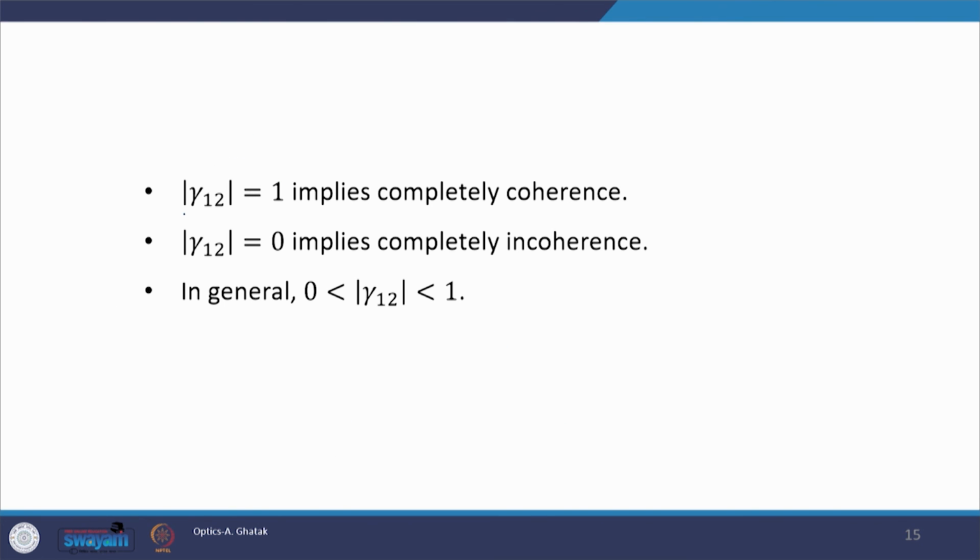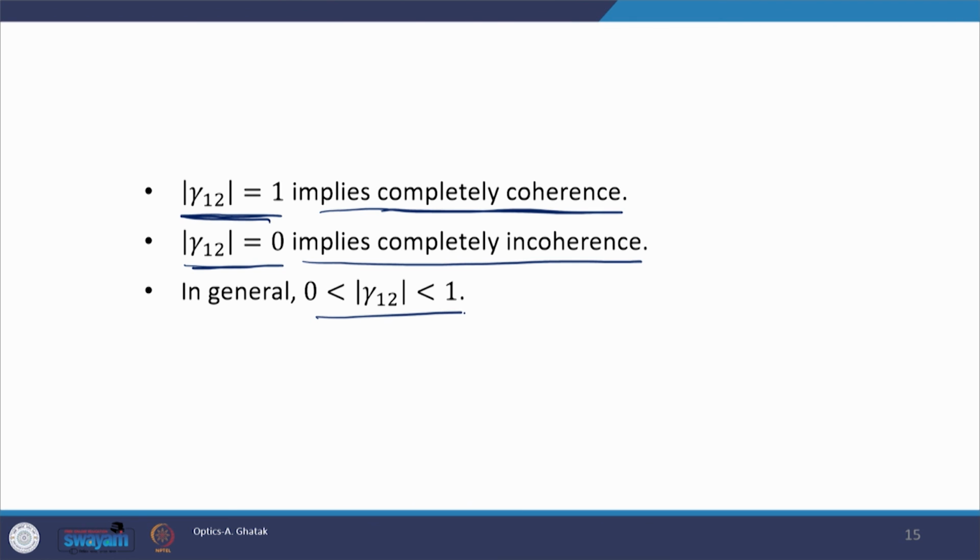And when mod of gamma 1 2 is equal to 1, it implies that the sources are completely coherent. When mod gamma 1 2 is equal to 0, it means visibility is equal to 0, it implies that sources are completely incoherent. And in general, for all sources, mod of gamma 1 2 varies between 0 and 1, and the sources for which mod gamma 1 2 is almost equal to 0.86 or larger, we call those sources coherent sources.